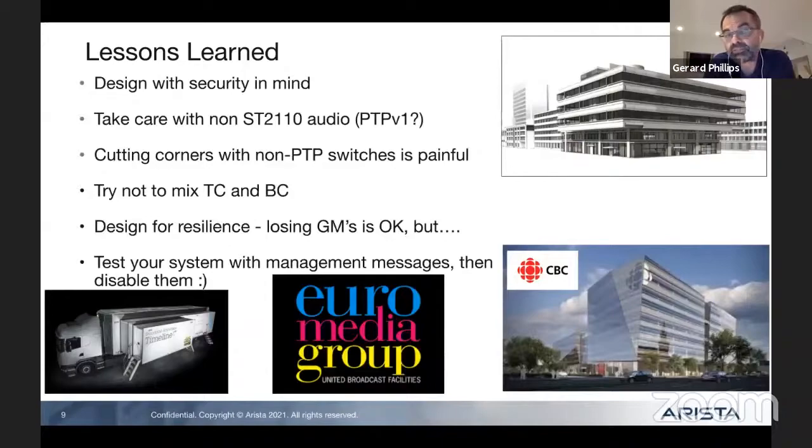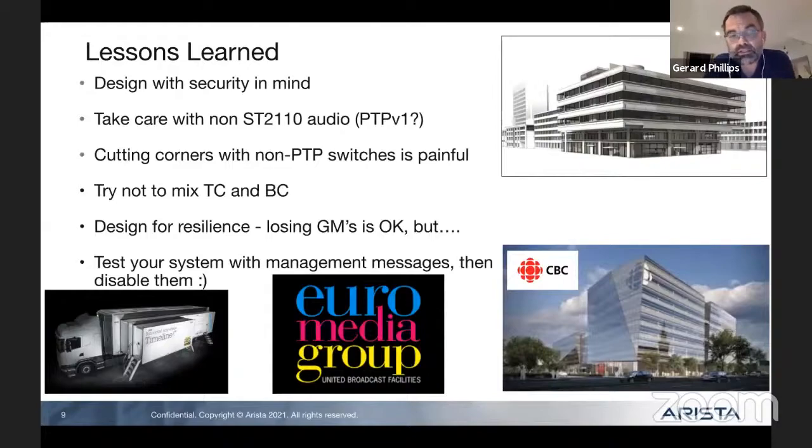Cutting corners with non-PTP switches is painful. So when trying to connect into other networks where they aren't inherently already PTP aware, think very carefully about that. Maybe a little bit of extra cash would make that pain go away. Try not to mix transparent and boundary clocks if you can. Our recommendation would be boundary clocks everywhere you can.